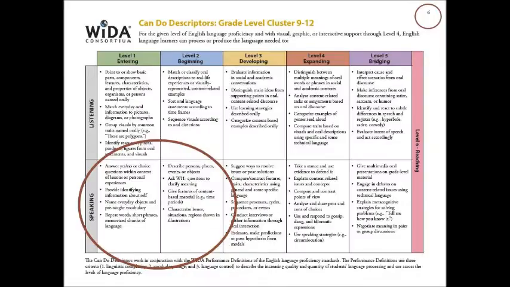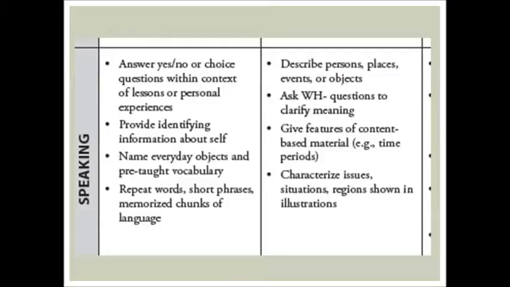At that level, you move down to the second row and see that in his speaking, he'd be able to answer yes/no questions within the context of your lesson. He'd be able to provide identifying information about himself, name everyday objects and pre-taught vocabulary, repeat words, short phrases, and chunks of language, and begin to describe people and objects.